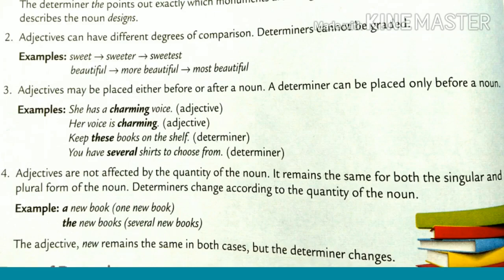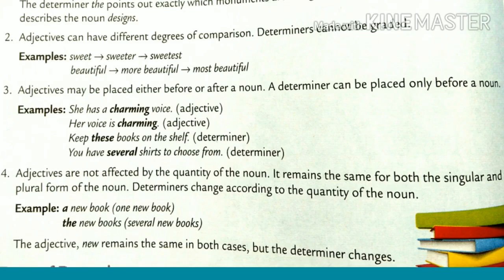Let's see how. First sentence, a new book. Here a refers to one new book. The new books. Here the word the refers to several. The new books, several new books. For one book we use the determiner a, for several books we use the determiner the. New is an adjective, but it remains the same in both sentences, but we can see the changes in determiners.